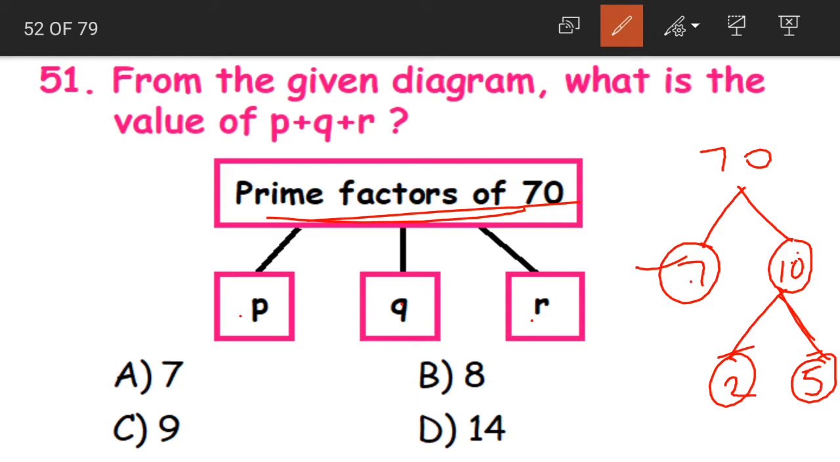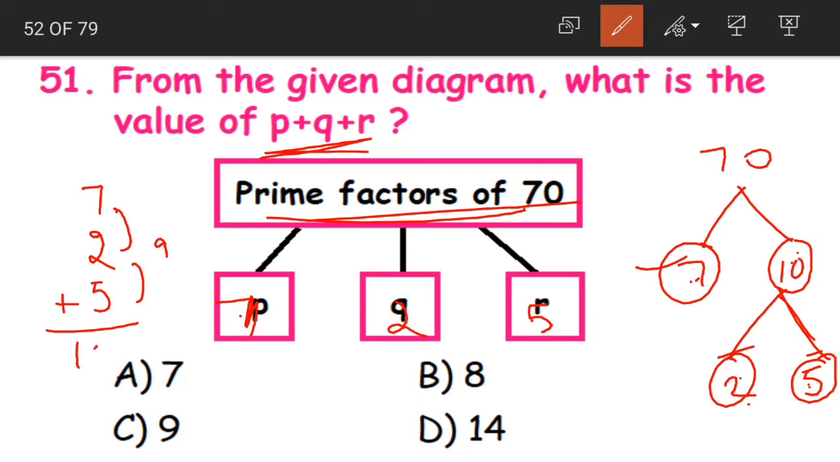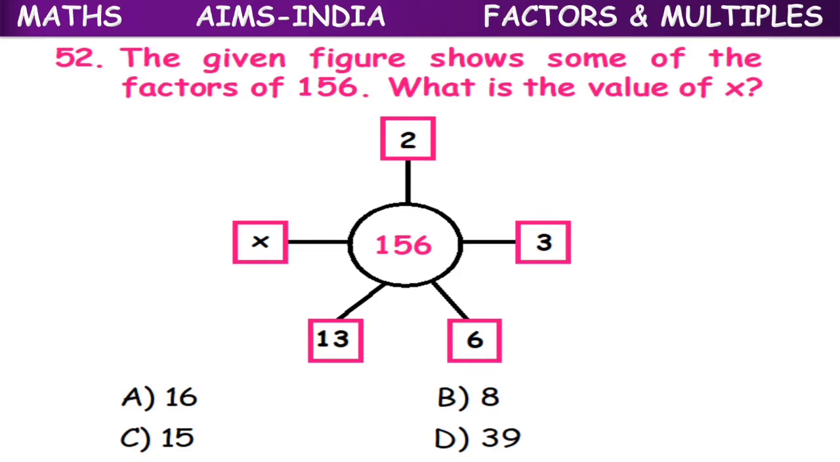Now 2 and 5 both are prime numbers. So what are the prime factors of 70, children? 7, 2 and 5 are the prime factors of 70. Now what should we do? We should find P plus Q plus R. That is 7 plus 2 plus 5. 7 plus 2 is 9, 9 plus 5 is 14. So option D, 14, becomes our correct answer.